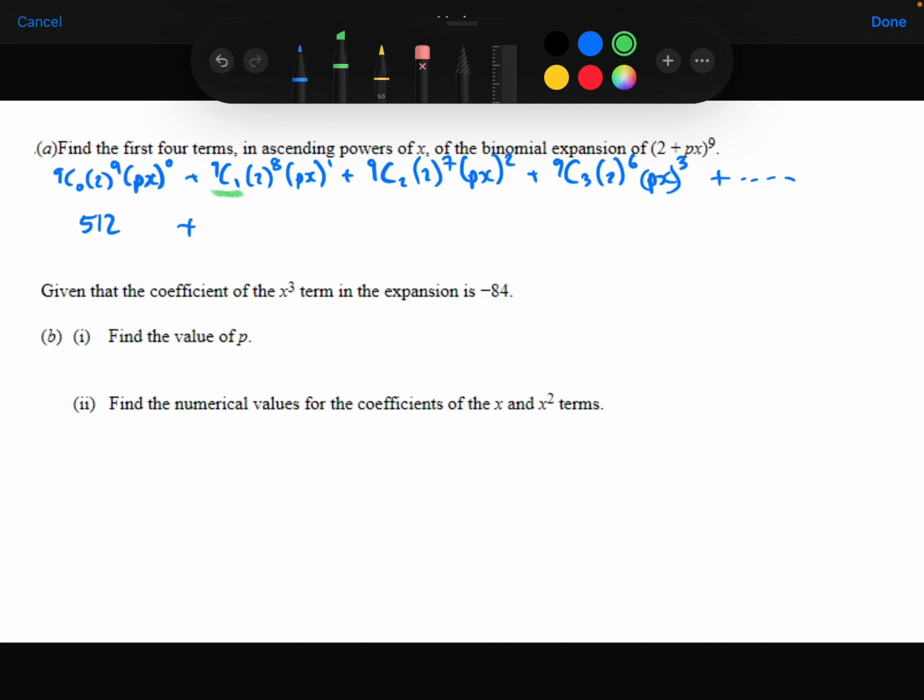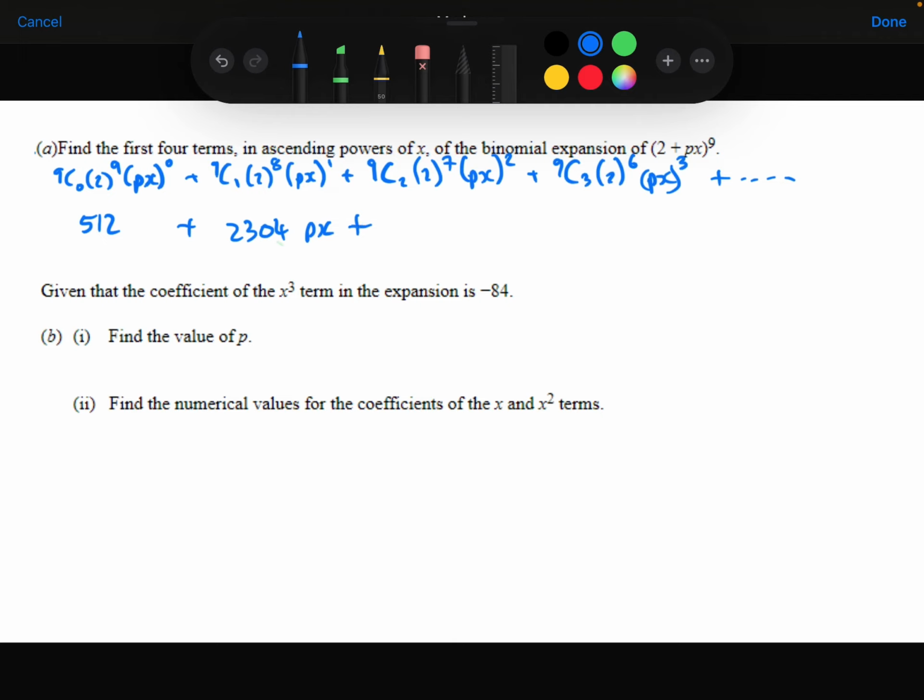Next, we've got 9C1, which is 9. We've got 2 to the power 8, which is 256. And we've got (px) to the power 1, which is px. The 9 times 256 is 2,304. So that's my second term.